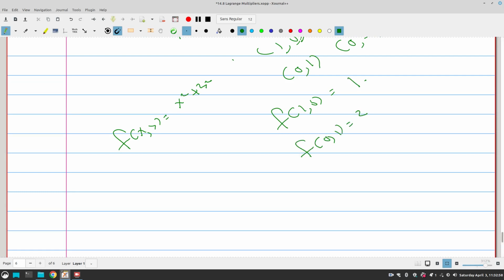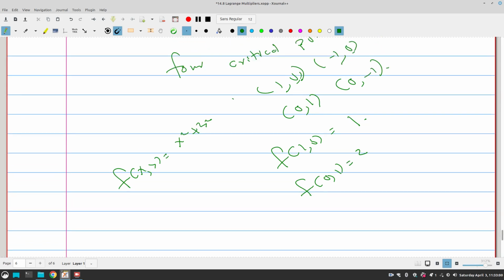f of 0 1 equals 2. In fact, f of plus or minus 1 0, both of these are 1 and both of 0 plus or minus 1 are 2. So we found our maximum at 0 plus or minus 1. These are points of maxima, and the plus or minus 1 0 are points of minima. These are minimum points.